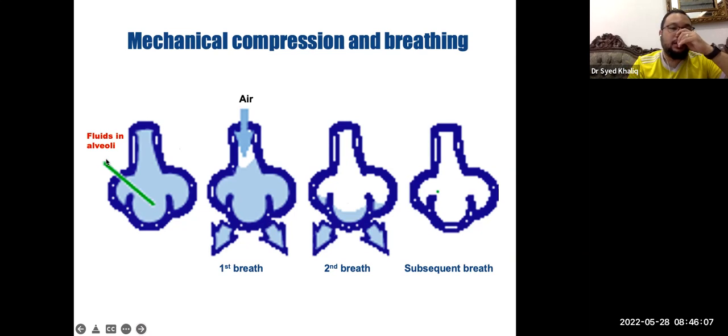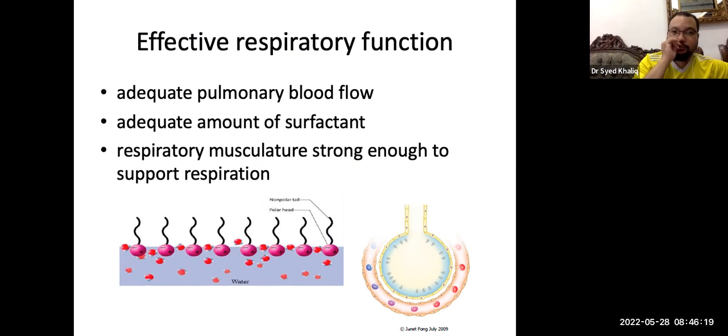So as mentioned before, fluids in the alveoli, when the baby takes the first breath, will get absorbed into the interstitium and then be excreted via the lymphatics. For effective respiratory function, there should be adequate pulmonary blood flow and an adequate amount of surfactant. Surfactant maintains the integrity of the alveoli. It keeps the alveoli open because it affects the surface tension.